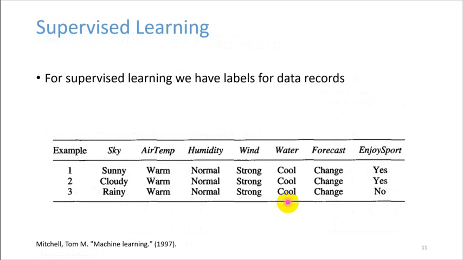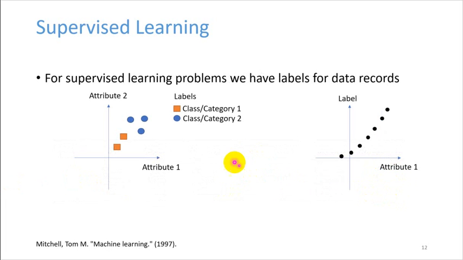What do we mean by supervised learning? When we have the labels for our data, it is called supervised learning. For example, here we have the labels yes or no for our records. The labels can be categorical or numerical. When the labels are categorical like this, we have two categories. Or the labels can be like this, numerical or continuous labels.